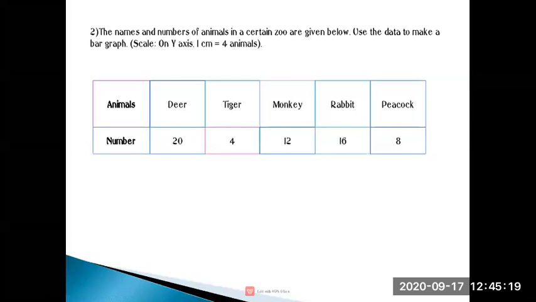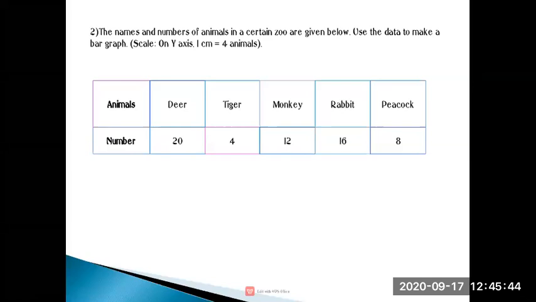Now here the scale is also given. The scale on the y-axis is 1 centimeter equal to 4 animals. So your scale, 1 centimeter equal to 4 animals, will start from 4, 8, 12, 16, the table of 4.